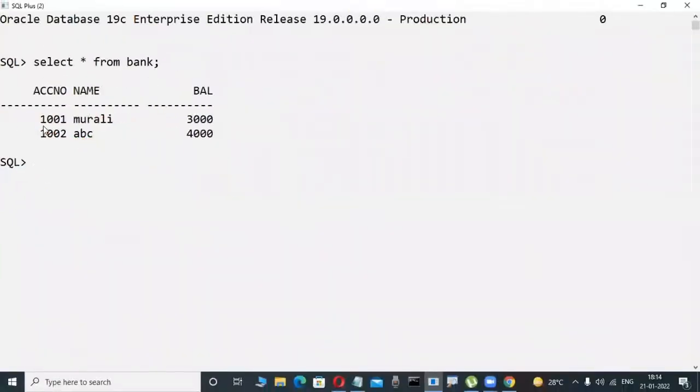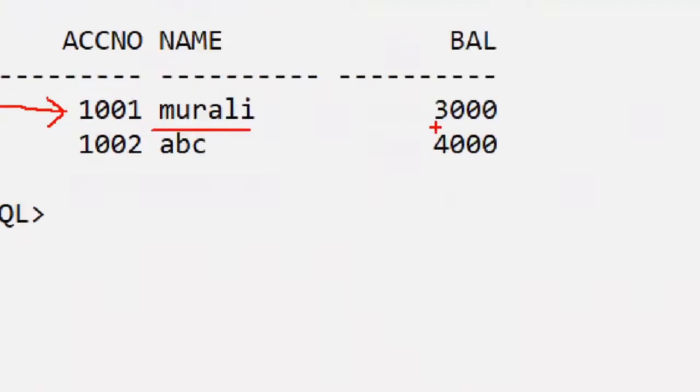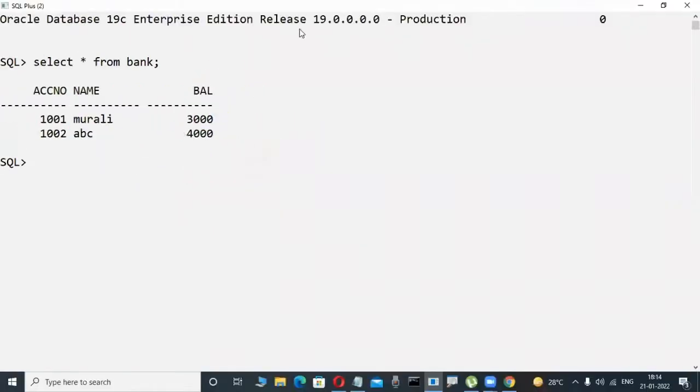Suppose this data, observe it for one minute. 1001 is an account number. My name is Murali, and I'm an account holder. My balance is how much? 3000. Observe here, my balance is 3000, for example.